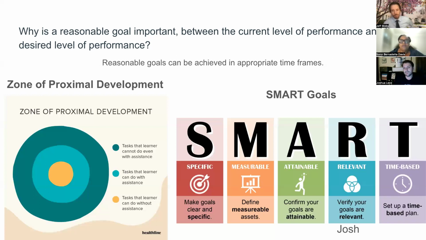I will say, I wasn't expecting the zone of proximal development to come up in the context of this, but I think, Josh, you did a great job of being relevant to this discussion of reasonable goals. I don't know if I explained it as it's intended to be explained, but that's just what popped into my head.